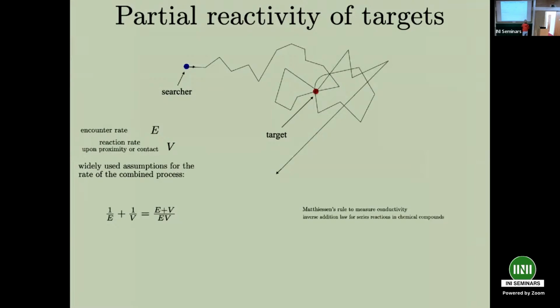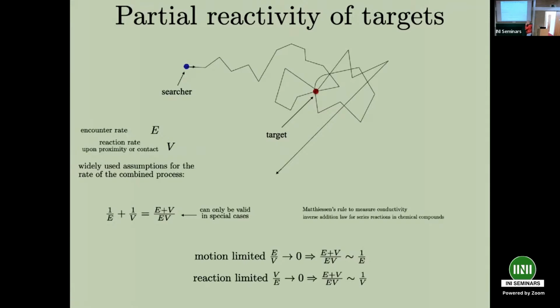And so you probably have heard this name: Smoluchowski's rule is the basis of these rules. Or in chemistry, there is the inverse addition law. These are the ones that are used. But you can show it is valid for one target, specifically. In general, it's only valid in special cases, which are the ones that you probably have heard: diffusion limited, so the slow rate is the one that survives, or reaction limited. Okay, and of course, if you have multiple targets, then it's much more complicated, no?